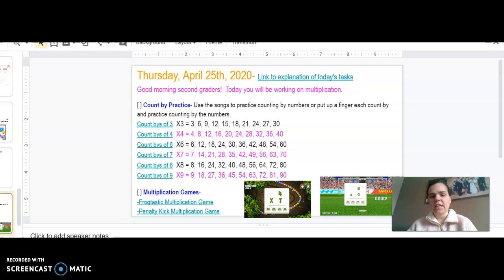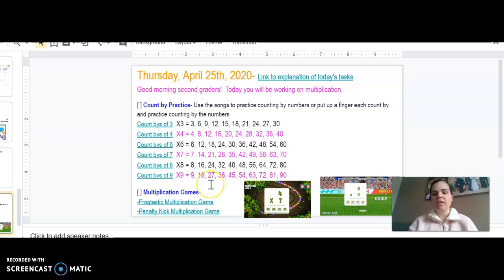Hi, second graders. Today is Thursday, April 25th, 2020, and today we are going to continue practicing our multiplication facts. There are videos of the count bys that you can practice and watch again, or you should have your sheet of paper from yesterday out in front of you where you wrote all of your count bys, and I want you to practice counting by them, putting up a finger each time.